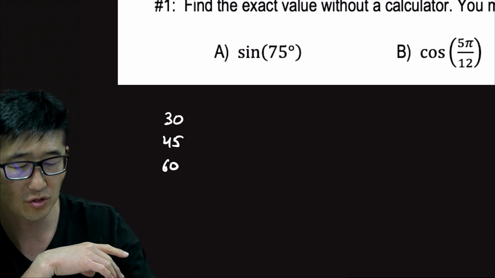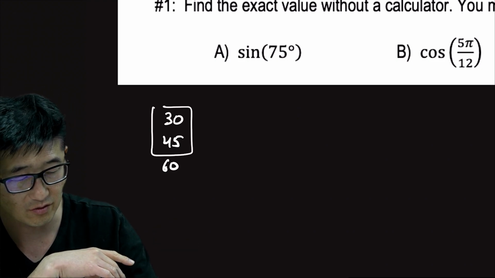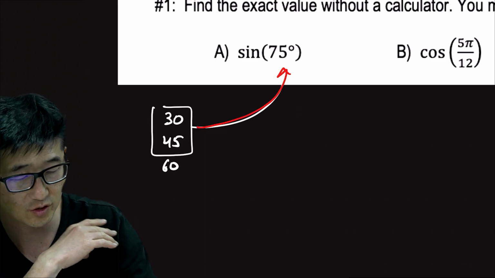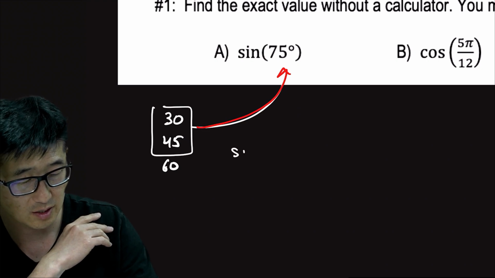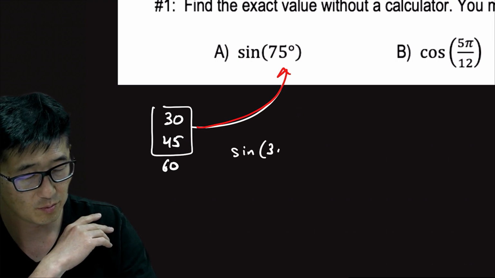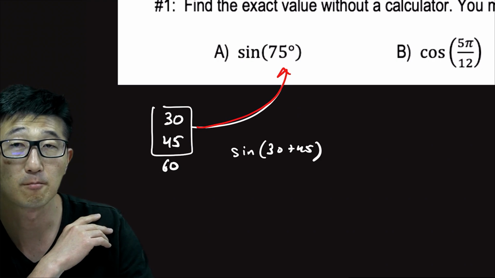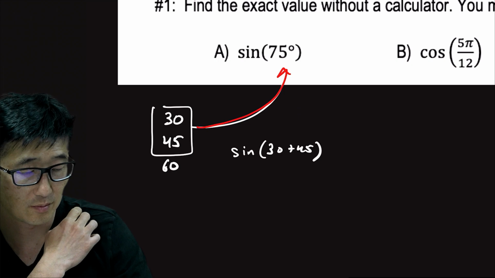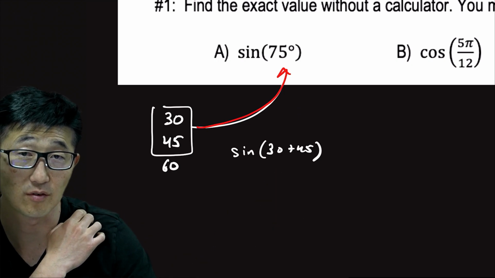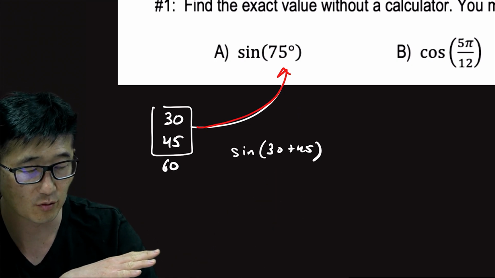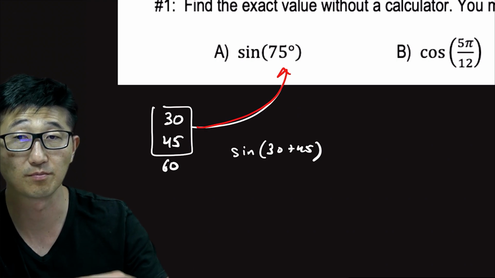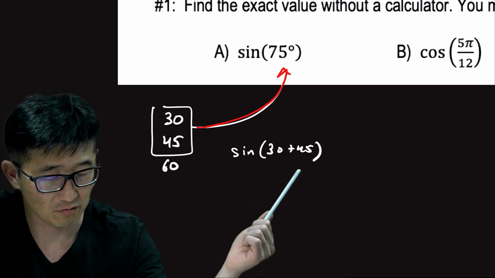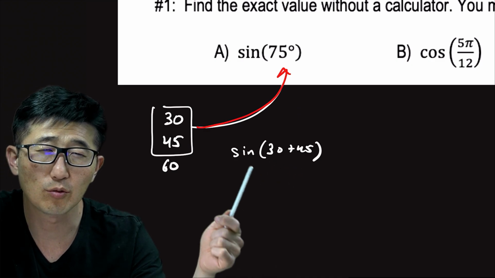Okay. If you notice that 30 and 45 add up to 75, right? Okay, so we'll convert this to sine of 30 plus 45, like that. Oh, so in the same parentheses? Yeah, because we're just rewriting 75. Okay, so we can't find sine 75 just by doing it by hand, but we can work with sine 30 and sine 45, right? But what do we do with this?